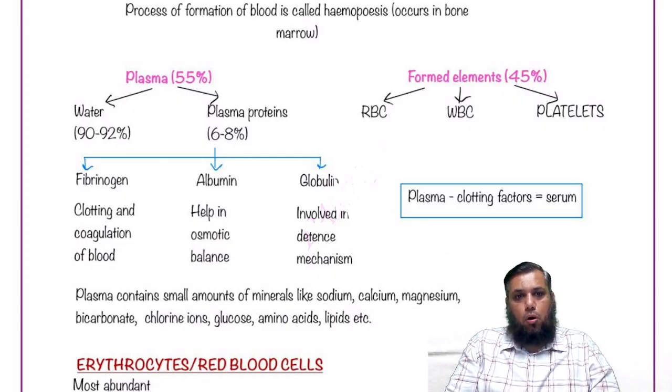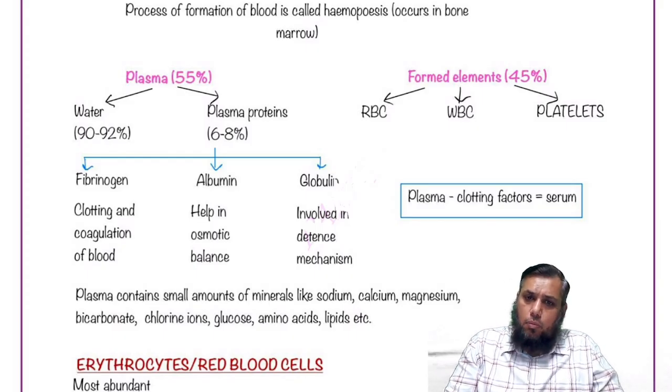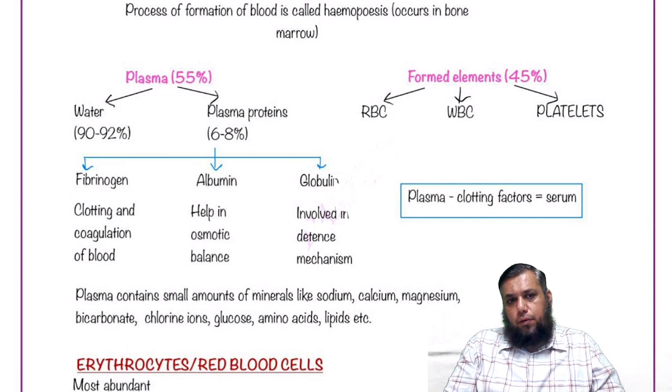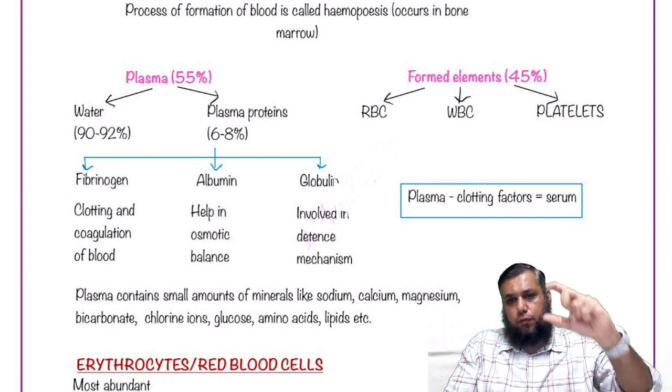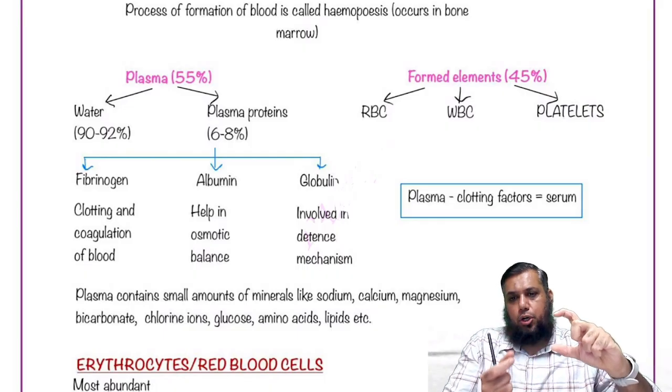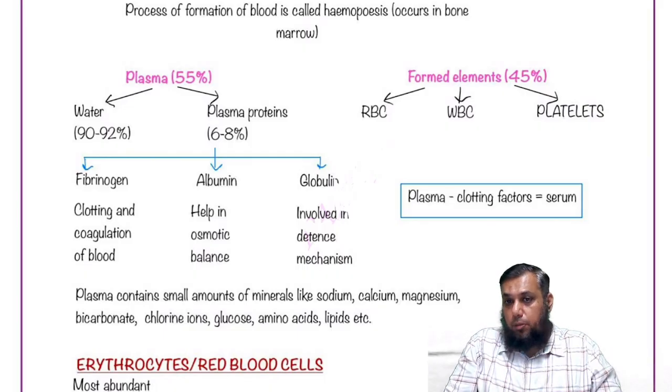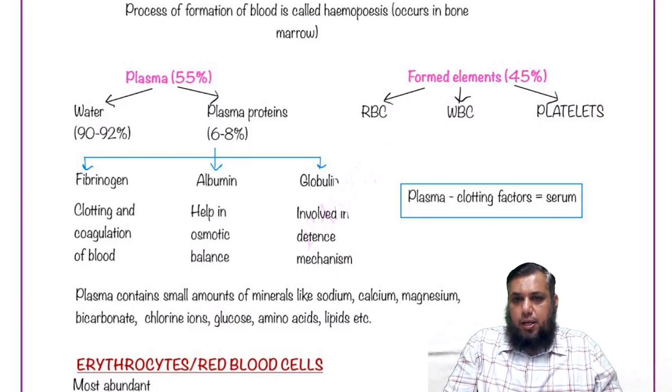That is the job of albumin, and that is what it means that albumins help to maintain the osmotic balance. Now, in all this, we know that fibrinogen is a clotting factor. So I take the blood. From the blood, I remove the cells. Now I got the plasma. From the plasma, I remove the clotting factors. Now the liquid I'm left with is called the serum.